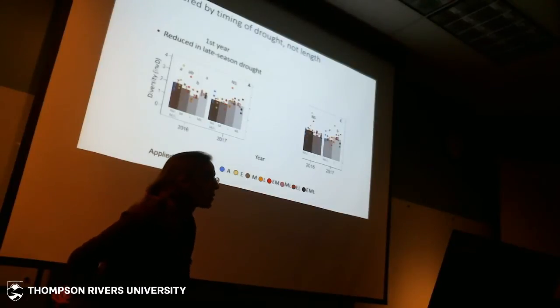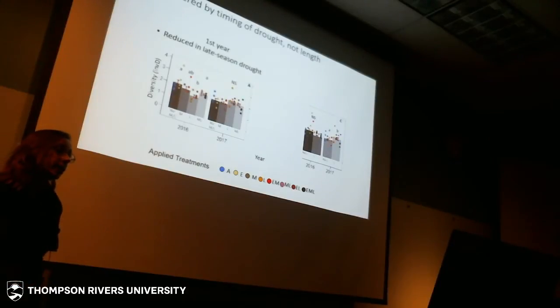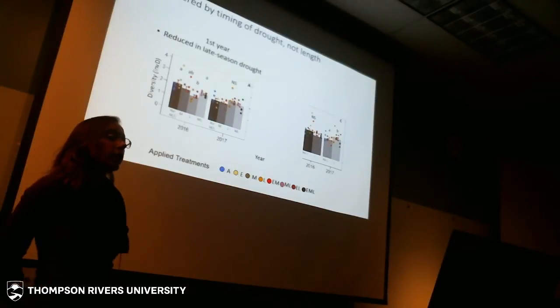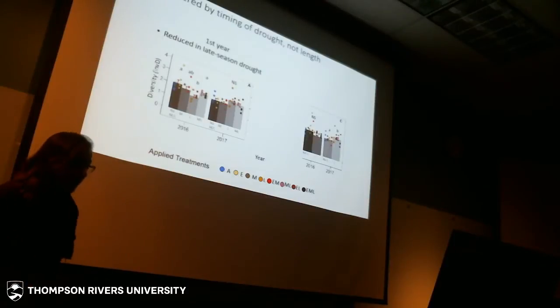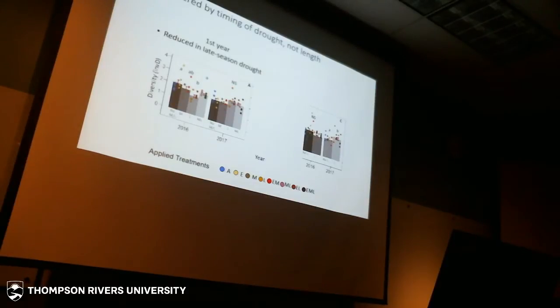So how is diversity altered? Well, first of all, I want to point out that I did not find a relationship between productivity and diversity at my site. What I did find was that in the first year, diversity was reduced in late season droughts.